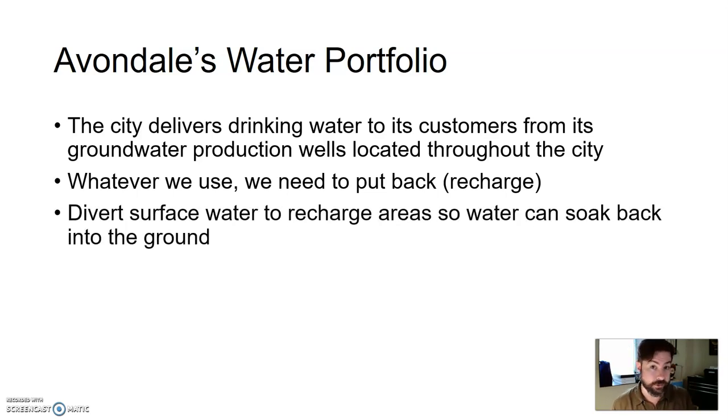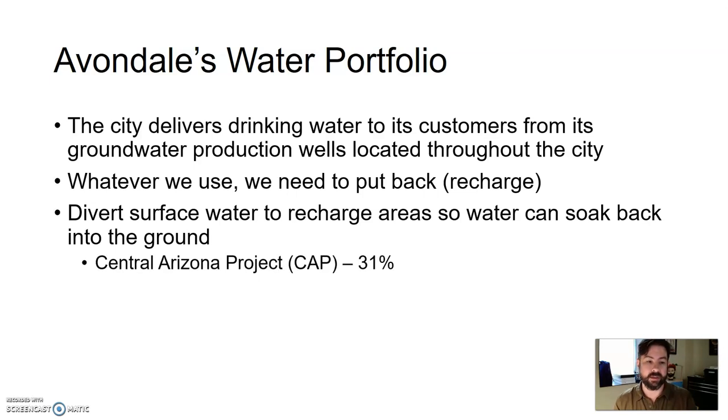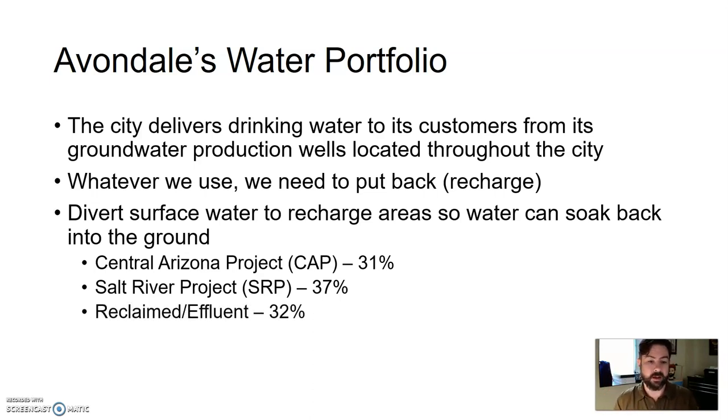So what we've had to do now is divert some surface water to recharge areas so water can soak back into the ground. We do that via the Central Arizona Project, CAP. 31% of Avondale's water that we pull from the ground came from the Central Arizona Project. More on that in just a second. 37% of the water we pull out of the ground was originally coming from the Salt River Project, SRP, putting water into the ground, filtering back, and we suck it back out. 32% of the water that we pull back out of the ground is reclaimed or effluent water.